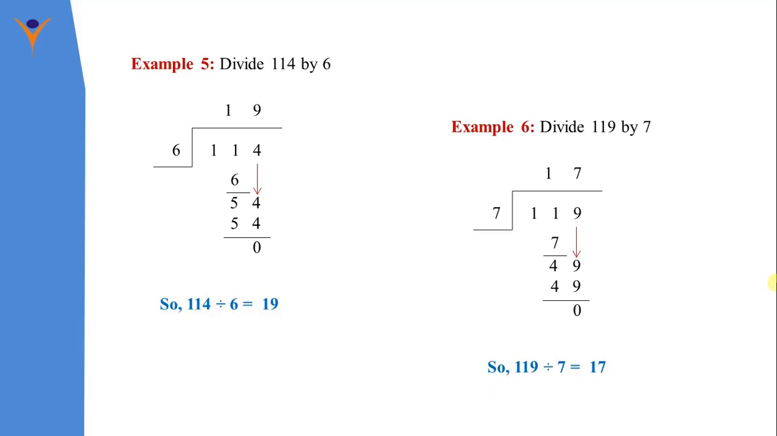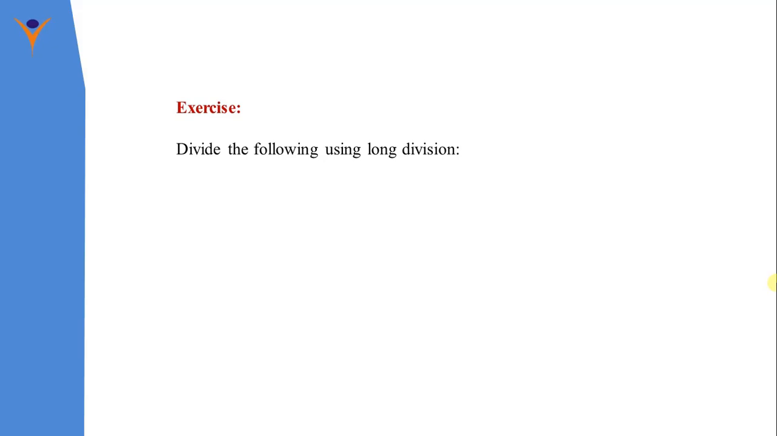So do you understand all of these? Anyway, when you try your hands on a simple exercise, we will know. The exercise says divide the following using long division. 238 divided by 2, 336 divided by 3. Pause the video and get these done. When you're through, come back. Let's see how correct you will be. Pause the video now.